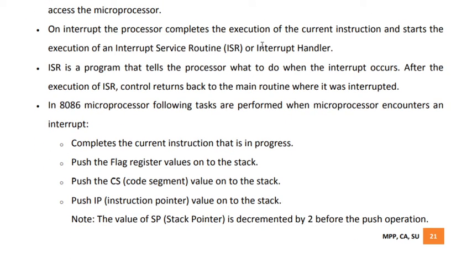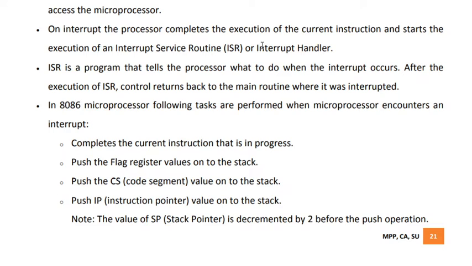Now, in case of the 8086 microprocessor, the following tasks are performed when the microprocessor encounters an interrupt. First is to complete the current instruction that is in progress. Then push the content of the flag register onto the stack. Subsequently, push the code segment value onto the stack. Then push the instruction pointer value onto the stack. These are the critical activities that are to be performed before the control transfer takes place to the ISR.